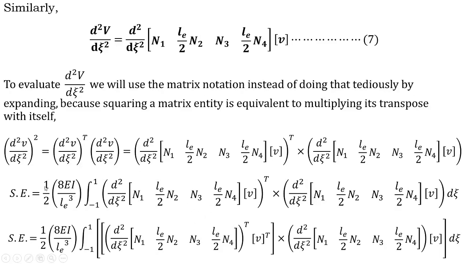Therefore I have 1 divided by 2, 8 EI le cube, integration from minus 1 to plus 1 of d square divided by d zeta square with this term applied with the transpose, and this without the transpose, into d zeta, because this entire integration is with respect to d zeta. I'll keep the d zeta as it is. Now in the next step I'll apply the transpose to each term here. Therefore it is d square divided by d zeta square into this matrix with the transpose. This is the displacement matrix with the transpose, and once again this is the second term which is without the transpose.